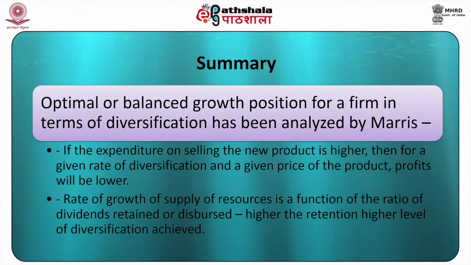If the expenditure on selling the new product is higher, then for a given rate of diversification and a given price of the product, profits will be lower. The rate of growth of supply of resources is a function of the ratio of dividends retained or disbursed. The higher the retention, the higher the level of diversification achieved.